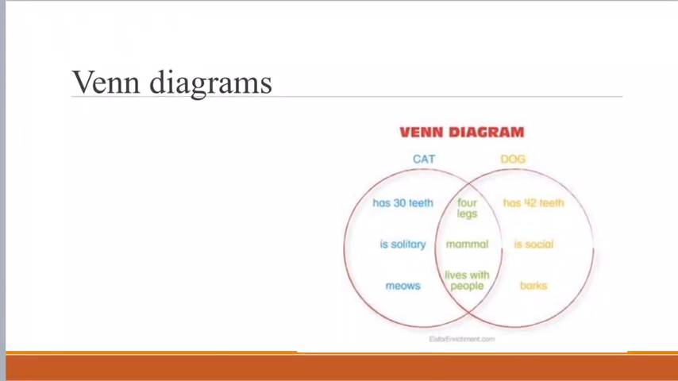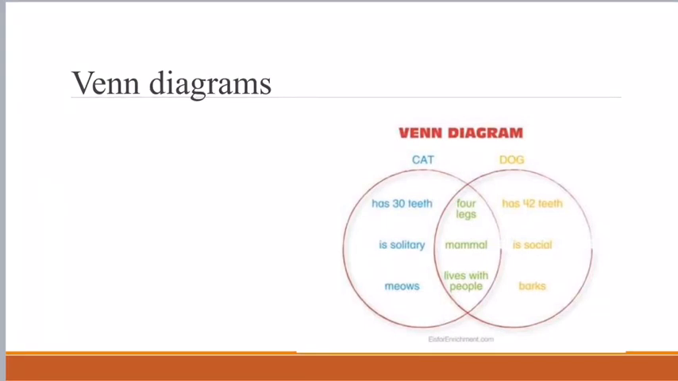So the bit in the middle where the circles join are things that both cats and dogs have in common. Then outside that bit in the middle, you have things on the left that only cats do and have, and things on the right that only dogs do.